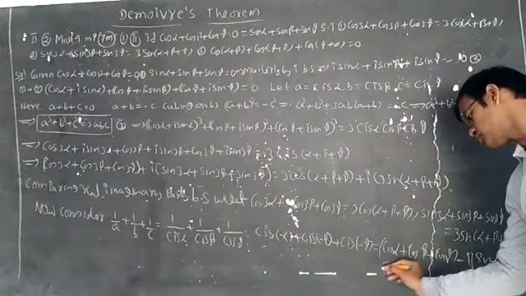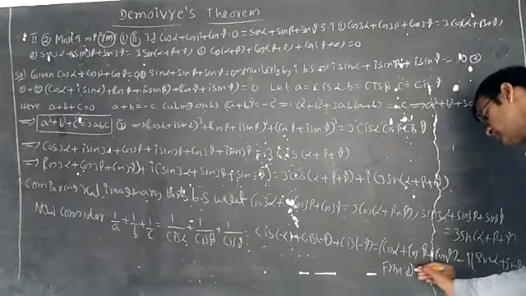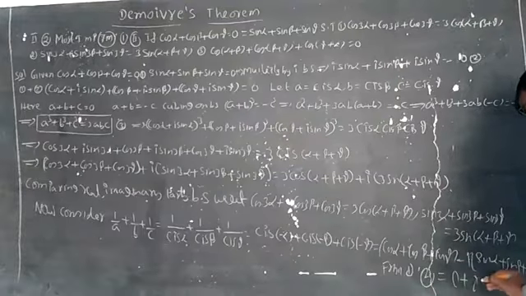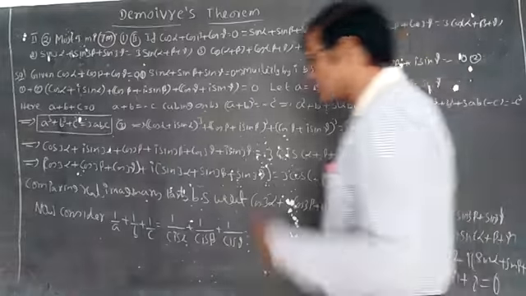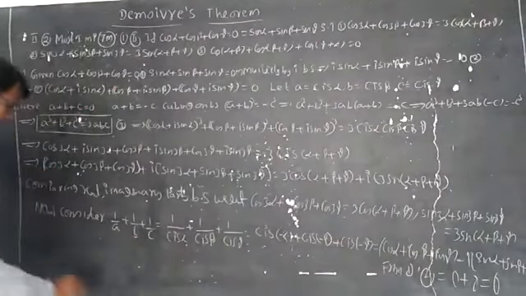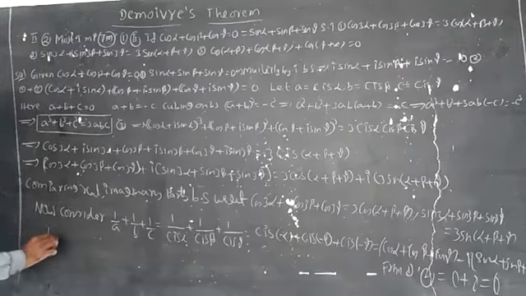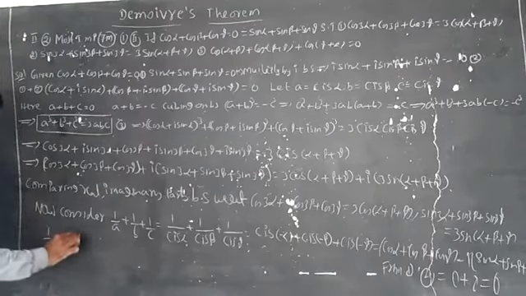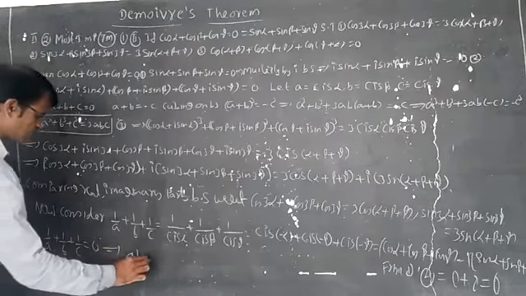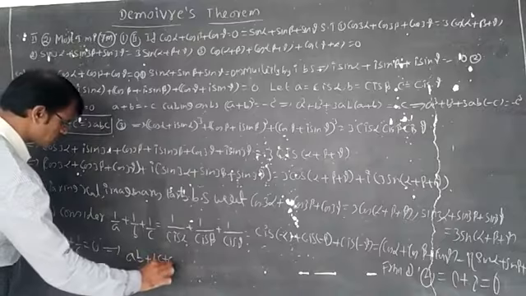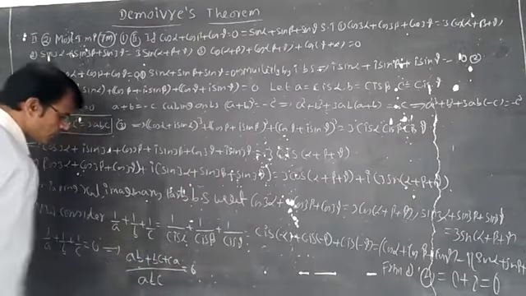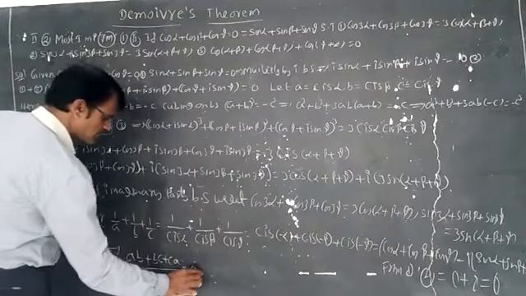From 1 and 2, this is 0 plus 0, that is equal to 0. So whatever we have taken, 1 by a plus 1 by b plus 1 by c is equal to 0. That implies, taking LCM, ab plus bc plus ca whole by abc is equal to 0, so ab plus bc plus ca is equal to 0.